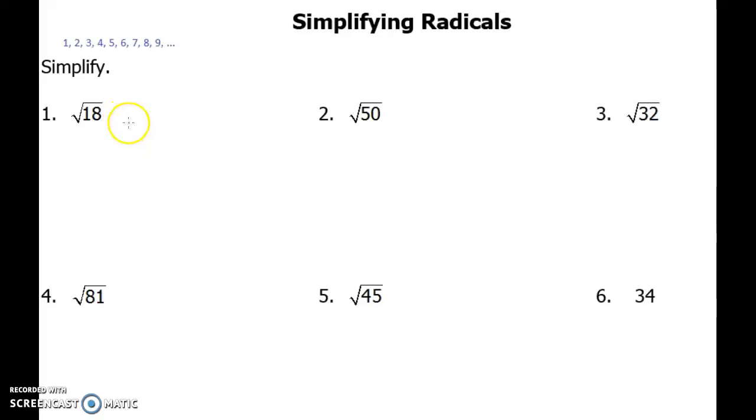Okay, so first thing we're going to talk about is simplifying radicals. You may have done some of this before. First thing to try is punch it in the calculator. I'll tell you that the square root of 18 is about 4.2426 blah blah blah, but we don't want to do that. That's not simplified. That's estimating.